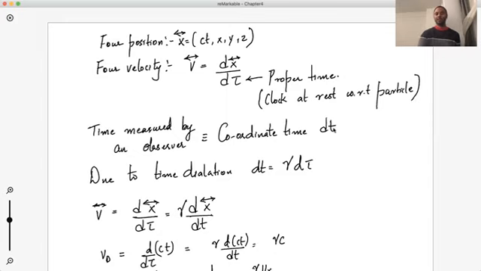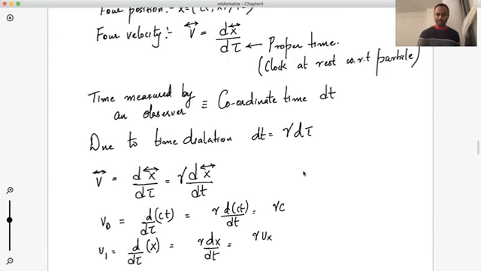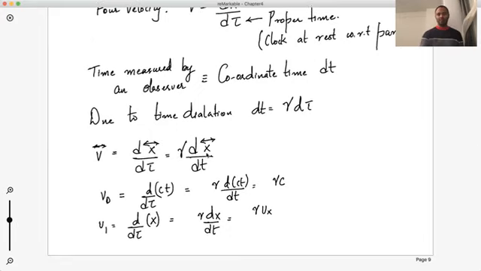Okay, so coordinate time is dt. Now you already know from time dilation that the coordinate time is going to be gamma times the proper time, right? That's just the equation for time dilation. Now, okay, so what happens to the four velocity? You have a derivative with respect to proper time, and there's just the Jacobian factor gamma to go from proper time to coordinate time. And then you just have to take the derivative with respect to your coordinate time.